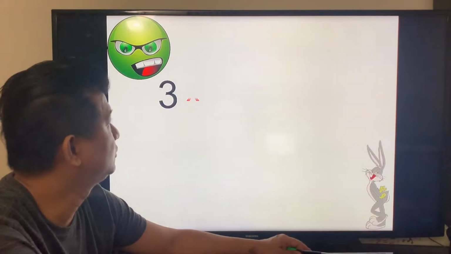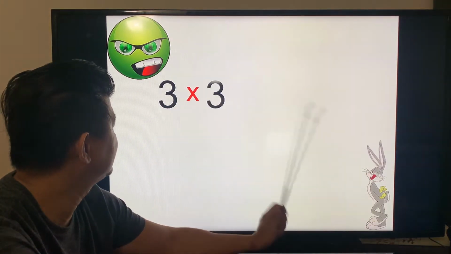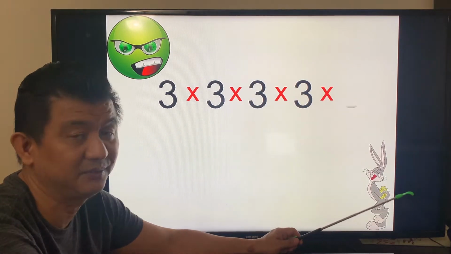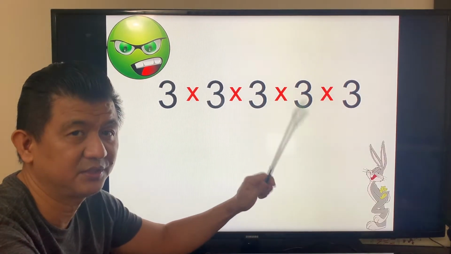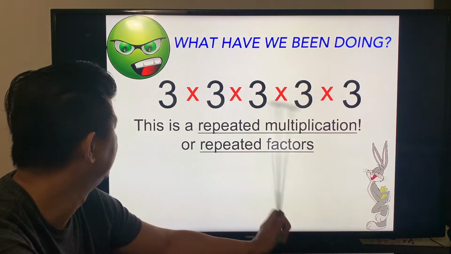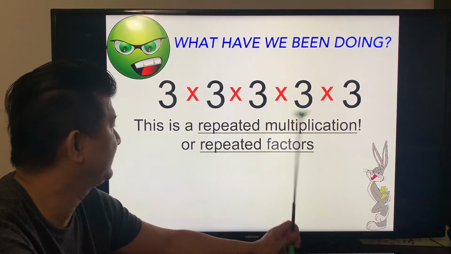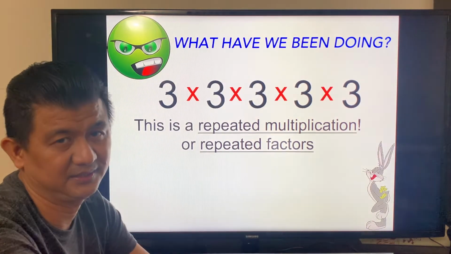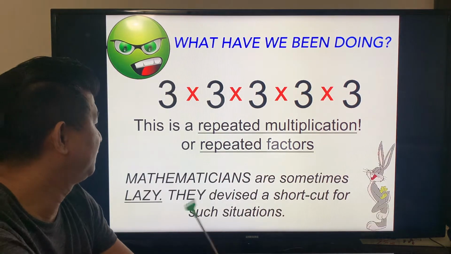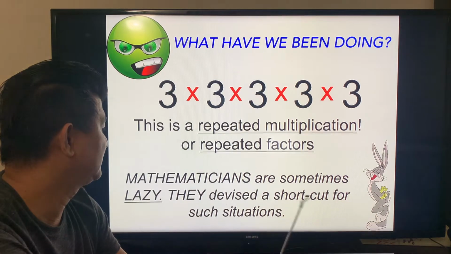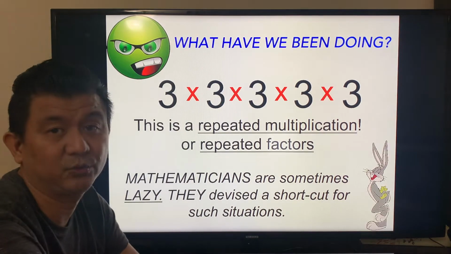So what have we been doing here? We're multiplying 3 times 3, then we multiply it again by 3 again, and by 3, right? This was the thought process that we had. So that's what we've been doing. And this is a repeated multiplication or repeated factors. It's the same thing, all right? And therefore, mathematicians are sometimes lazy. They devise a shortcut method for such situations.